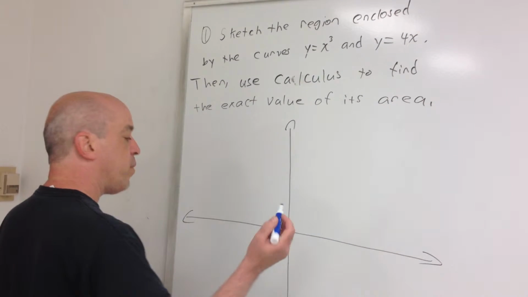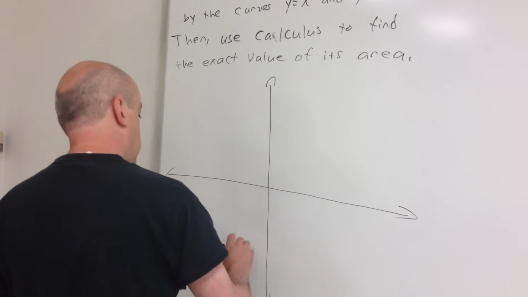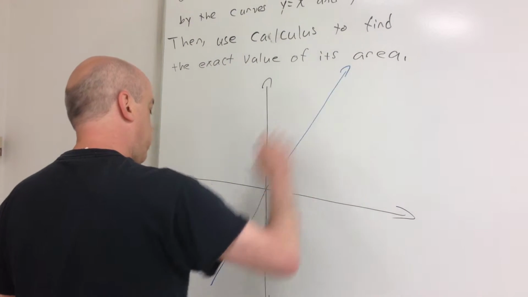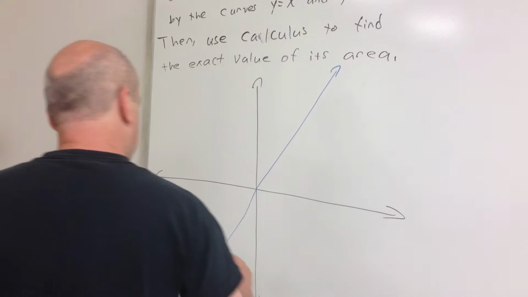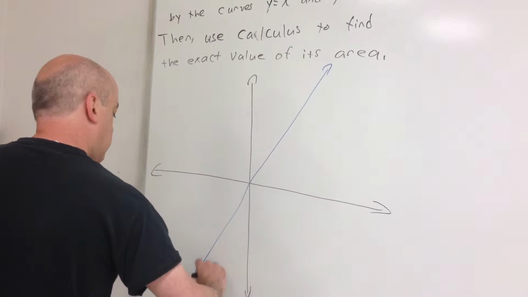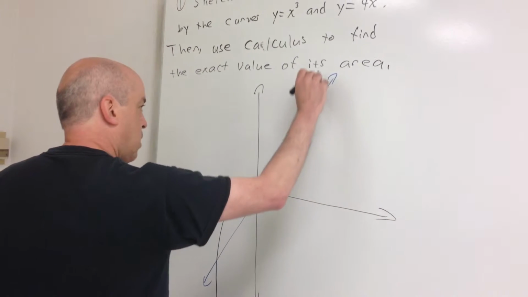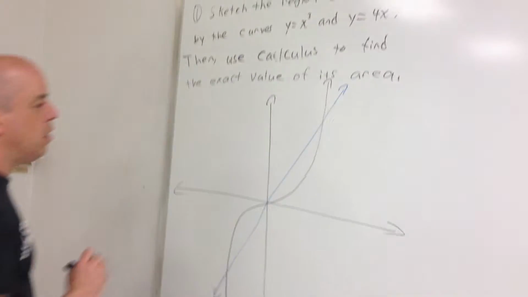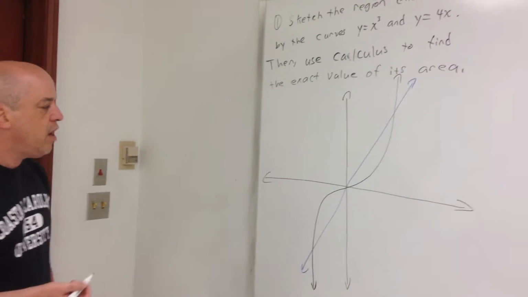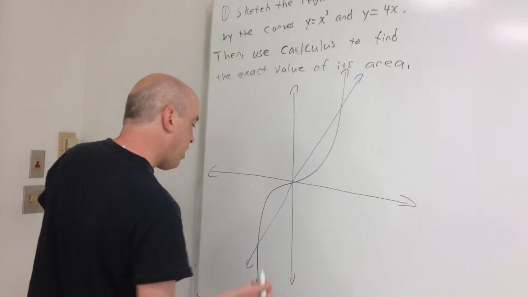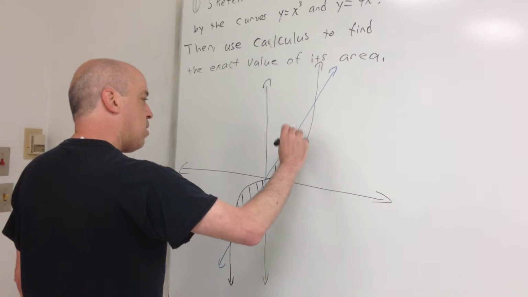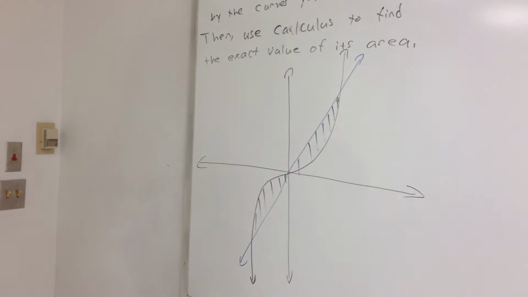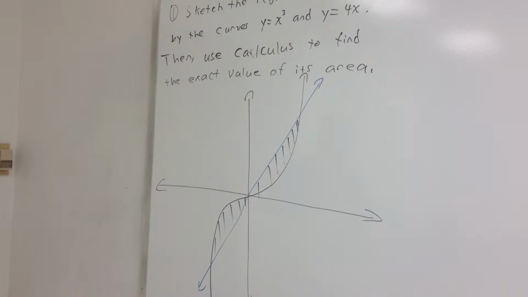y equals 4x is going to be a line through the origin, something like this. And then y equals x cubed has this essential shape. Okay, and now we've cut the plane up into a bunch of different regions, and the only part which is bounded, the part that has finite area, is what I'm going to shade in here. So now we've defined a region, and we'd like to compute its area.